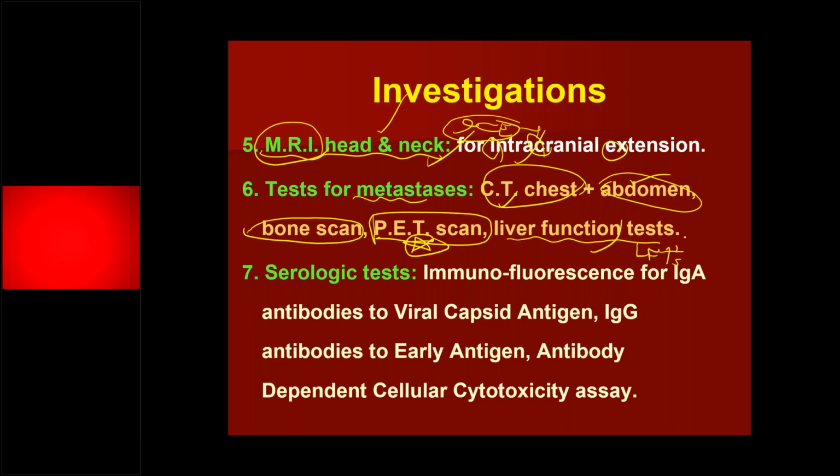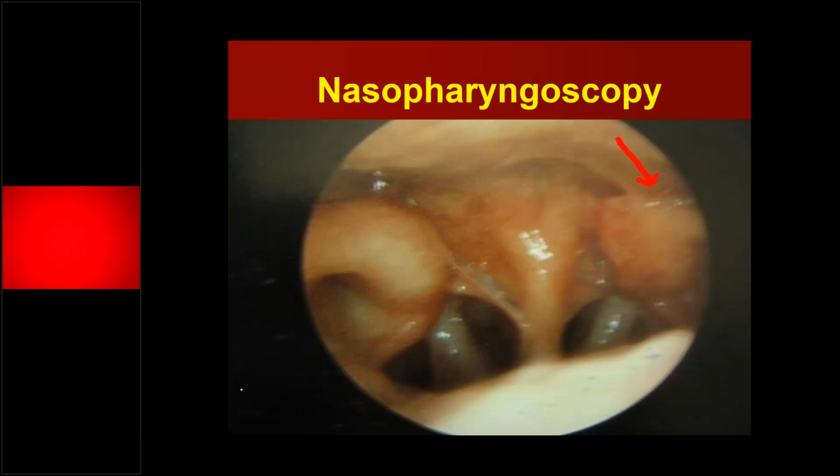What are the serological tests you want to do? As I already told you, immunoglobulin A, IgA, for viral capsid antigen and early antigen. Viral capsid antigen is sensitive, early antigen is specific. Antibody dependent cell cytotoxicity can also be done.